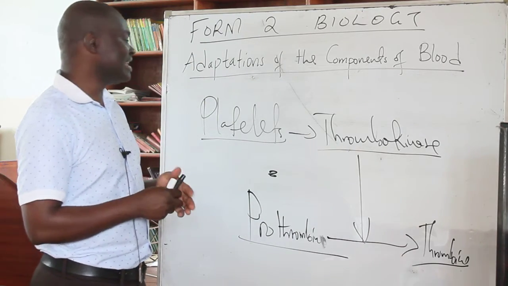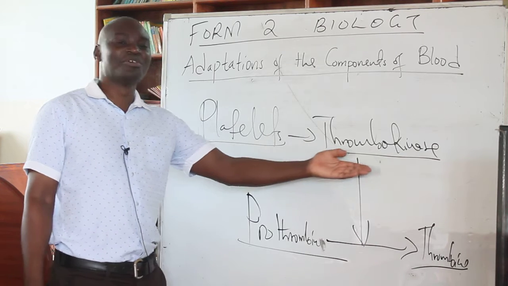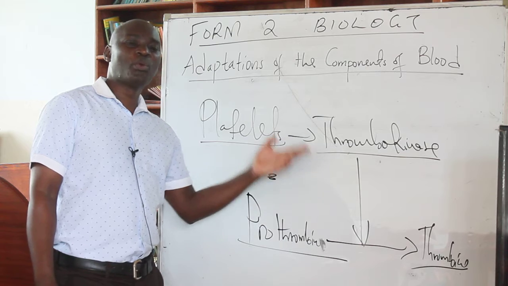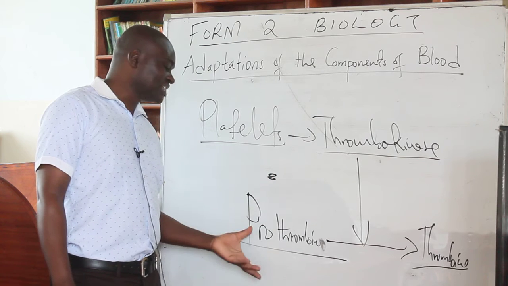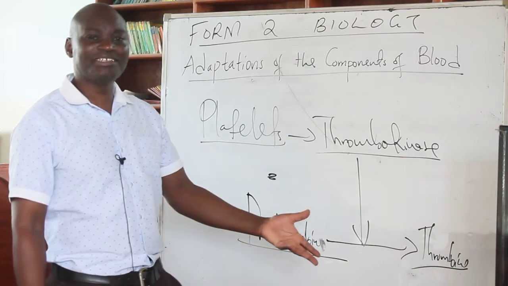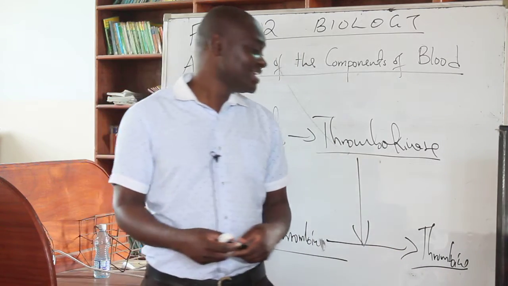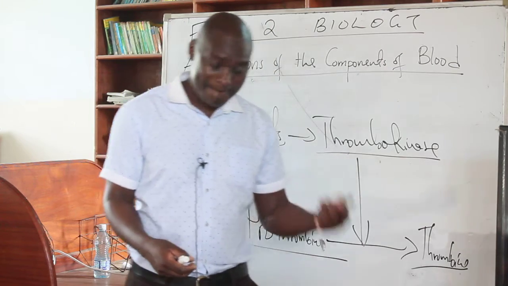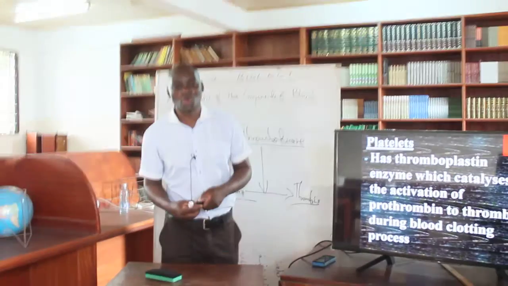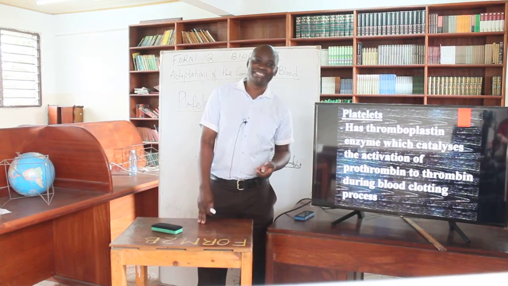So we can say that one of the adaptations of the platelets is that it has thrombokinase enzyme, which catalyzes the conversion of the inactive prothrombin to its active form, which is thrombin. And this occurs during the blood clotting process. So that is an adaptation of the platelets.